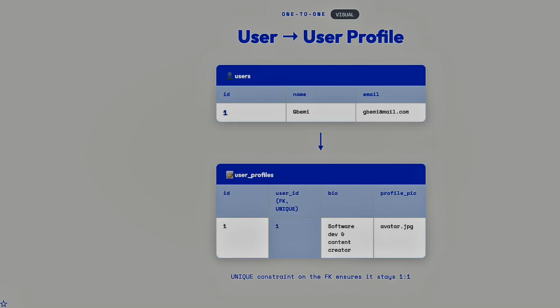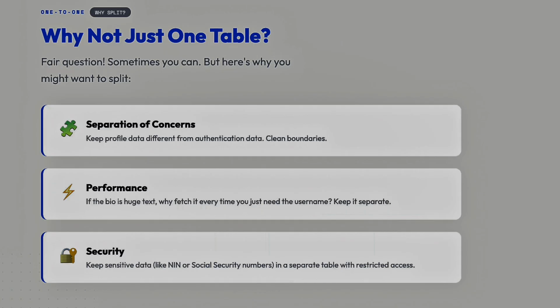Let's say you have a users table with basic info, the name and the email, and then you have your user profiles table that stores extra stuff like the bio, the profile picture, and social media links. Every user has one profile, and each profile belongs to one user. Same formula, one-to-one relationships.